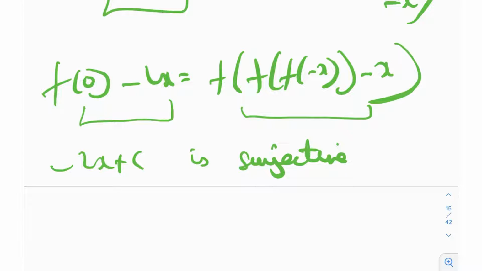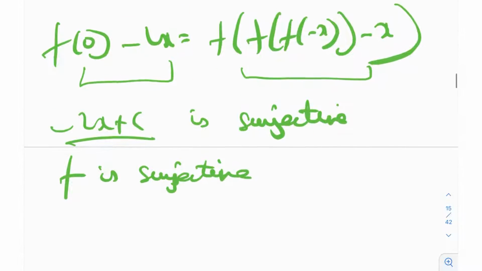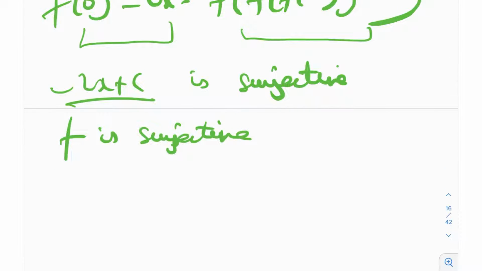F is a function, and the right hand side is the composition of functions. And if a composition of functions is surjective, that means f is surjective, right? Because composition and the original function both are surjective if one of them is surjective. So the left hand side is surjective, right? Negative 2x plus c, it's like a linear function. The linear function is always surjective, right? And if the left hand side is surjective, the right hand side has to be surjective, and the right hand side is simply a composition of f, which is surjective, so f also has to be surjective. Great. So now that we have proved that f is surjective, we can maybe move forward.